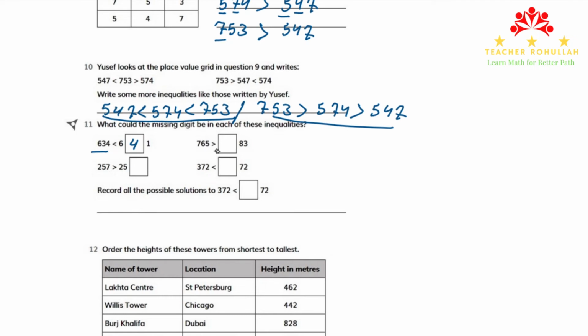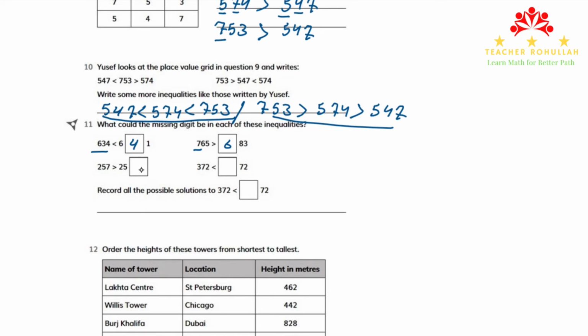In the second one, we are not having a number in the hundreds place. So the number to the left is 765, which is greater than the number to the right. So the number to the right should be 683, because here in the hundreds place we have 7, and here we should have a number less than 7, which is 6.